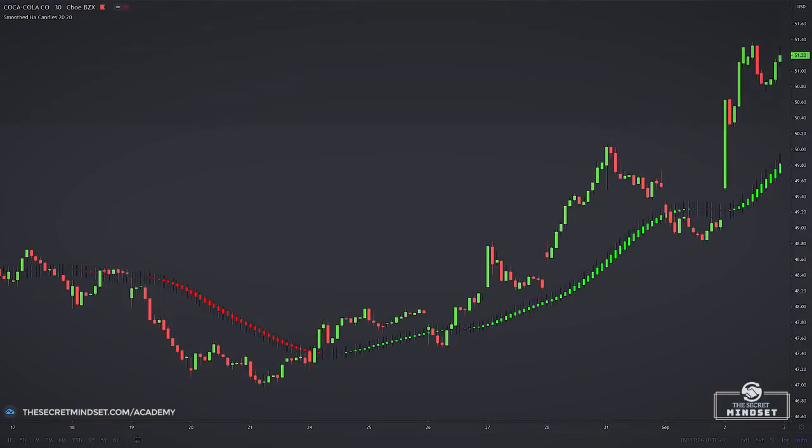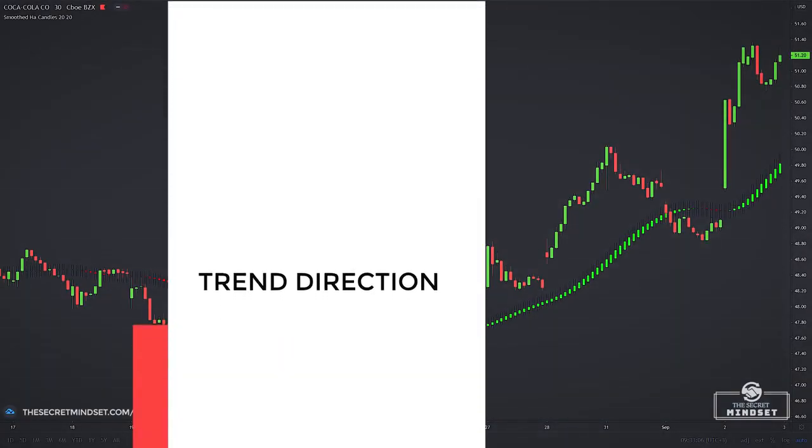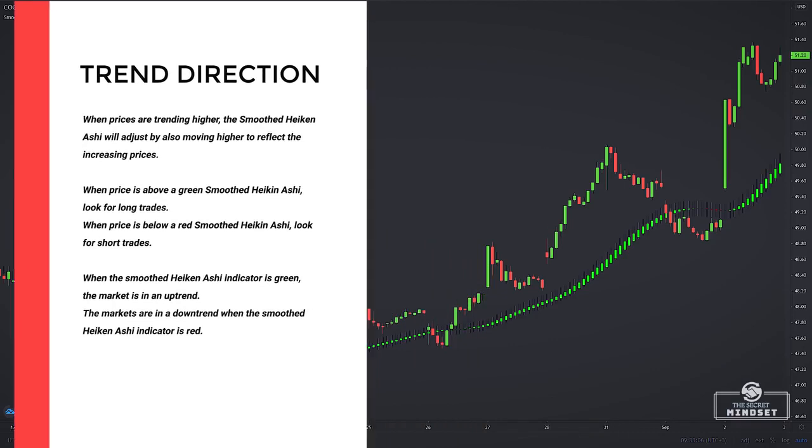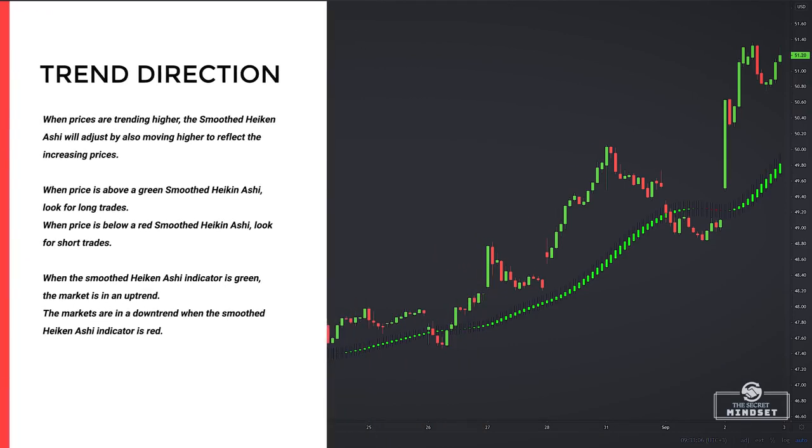When prices are trending higher, the smoothed Heiken Ashi will adjust by also moving higher to reflect the increasing prices. This could be explained as a bullish signal where traders may prefer buying opportunities. The opposite would be true if the price was consistently trading below the smoothed Heiken Ashi indicator, where traders would then prefer selling opportunities due to the market signaling a downward trend.